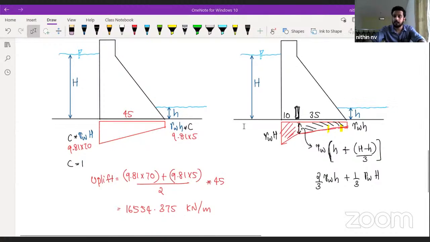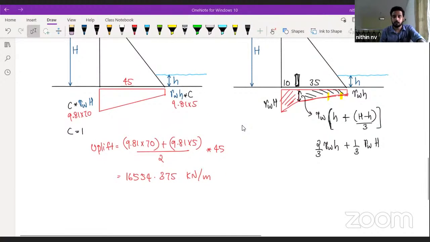Now what about the second one? Here also we are going to get 9.81 into 70, and here we are getting 9.81 into 5. You just calculate, and once you do this calculation, that ordinate will become, how much are you getting for that ordinate? Are you getting 260.1, everyone? Please comment so that I can confirm my answer is correct.